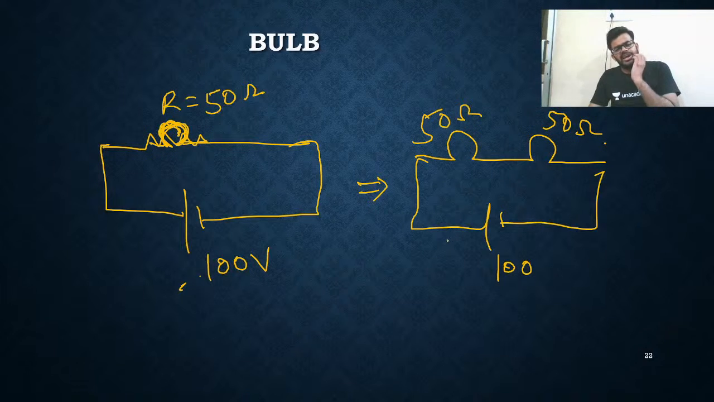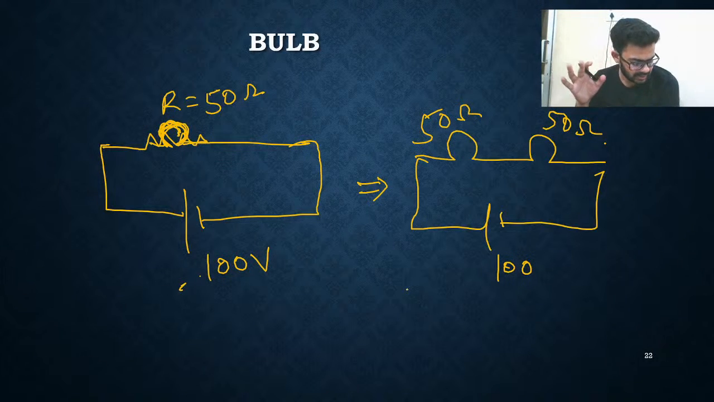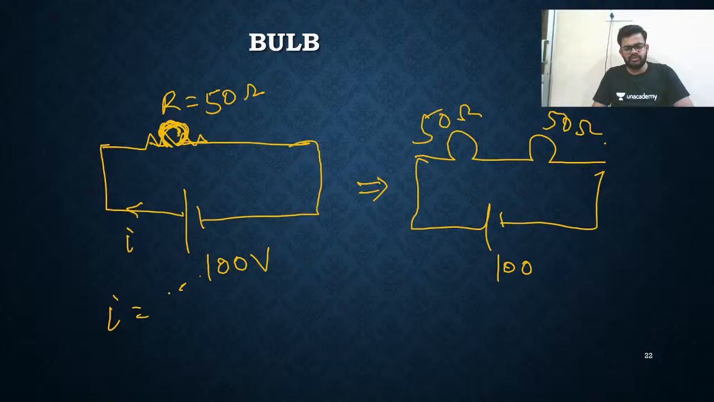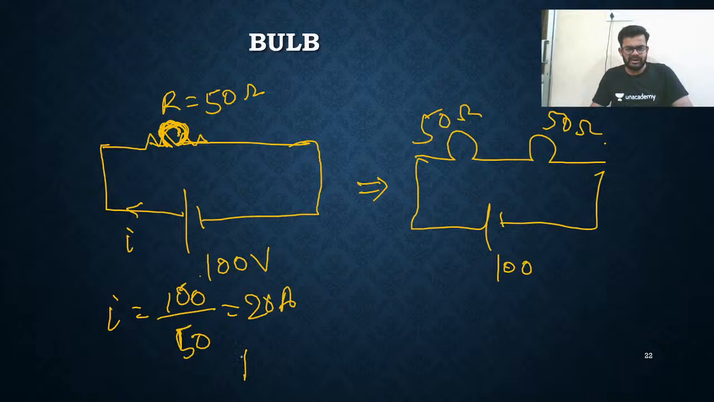In which situation will the bulb have more flash, meaning a brighter bulb? In which condition will the bulb give more light, more intensity of light? First, you will say current is I and I is equal to V upon R. So 100 divided by 50, you are getting 2 ampere. Or you want to find power, so power consumed is V square upon R, so 100 into 100 divided by 50. So you are getting 200 watt.